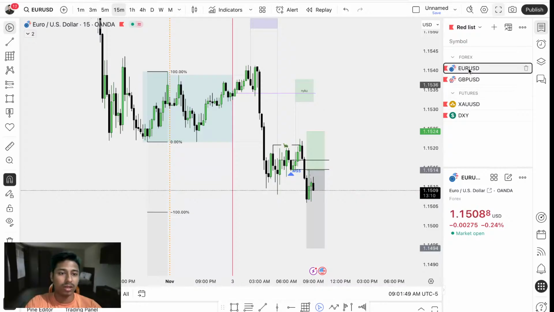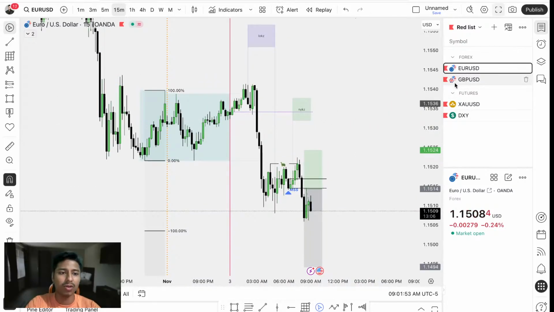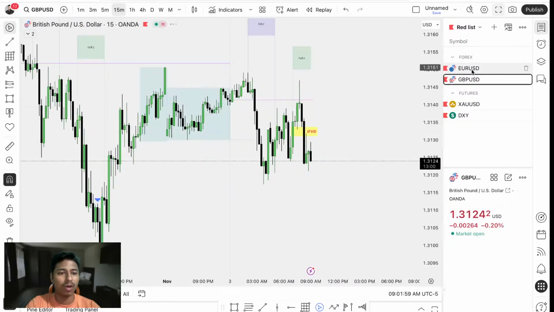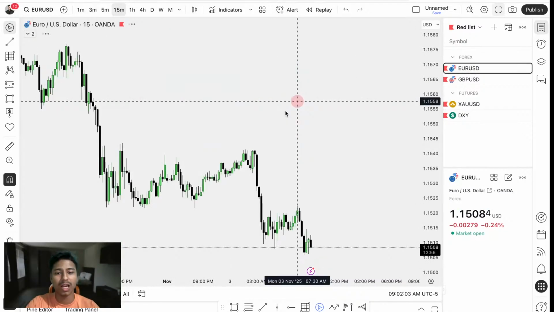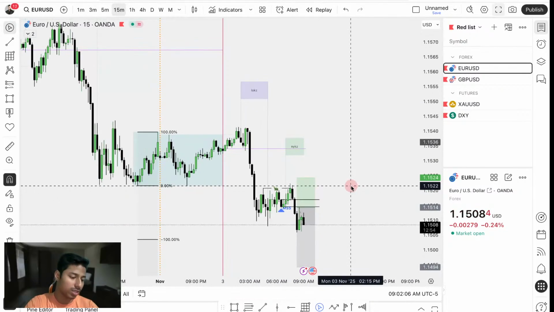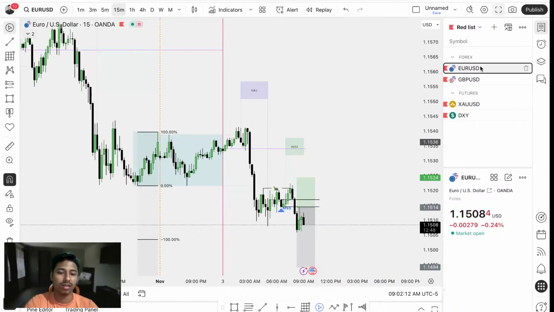So the pairs should be something correlated. Like if you see Euro dollar and GBP dollar, both actually have the same price action. But why do I use both? Because sometimes Euro doesn't show my setup, GBP does. So I just take the trade on the GBP. And if GBP doesn't, I just take the trade on Euro.